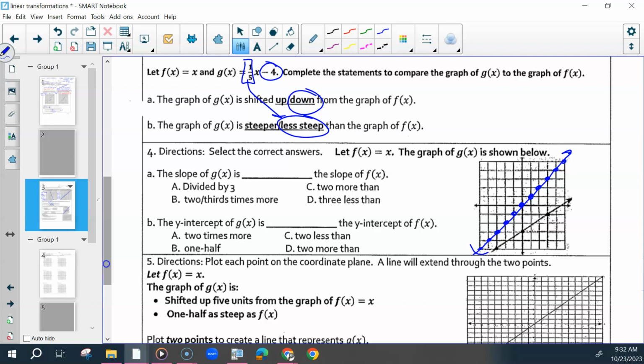The slope is, I'm going to help you eliminate anything more than or less than that's part of shifted, that's part of your y-intercept. So we can get rid of C and D. So compare the slopes. What happened? B. The slope of this new line is 2/3 times more than the original.